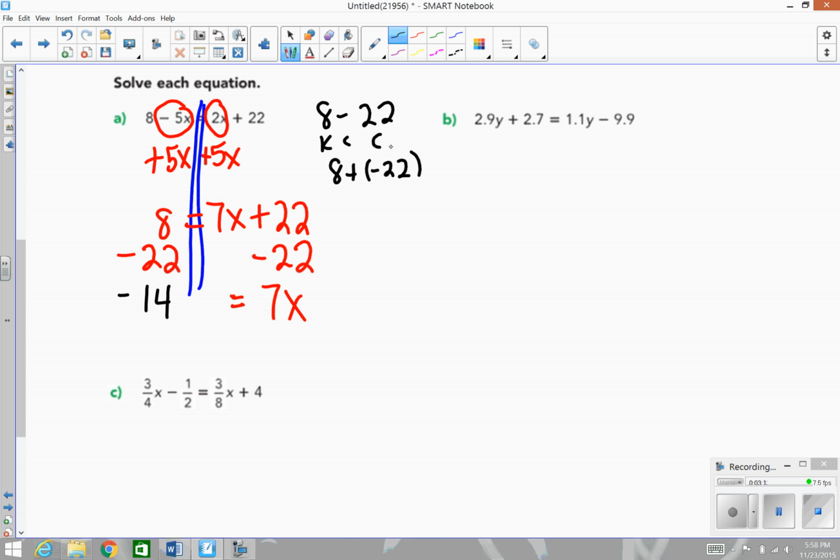Now that's an opportunity that if you have a calculator available to you, go ahead and check it. Do 8 minus 22 and make sure that it's checking okay. From here, I want to get the x by itself, so I'm going to divide both sides by 7, and x will equal negative 2. So go ahead and finish jotting that down and note any questions that you have for me.